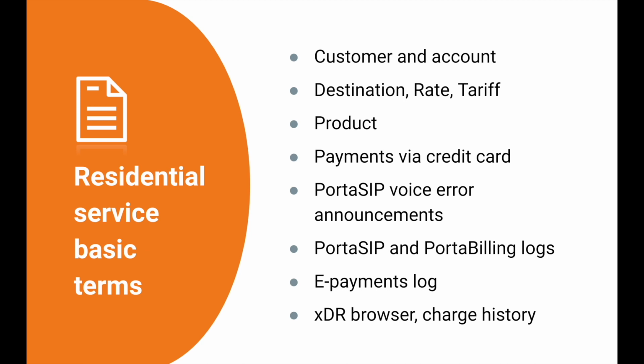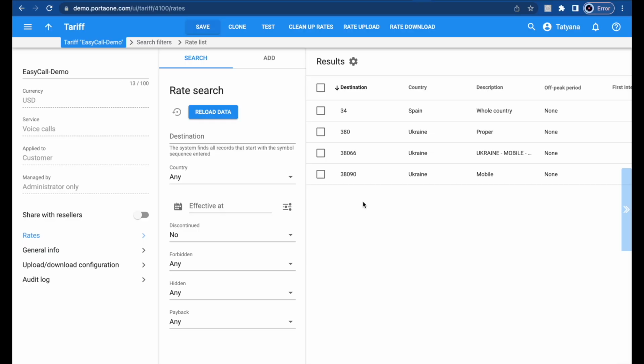A rate is the price the customer is charged to call a specific destination. Rates are added to tariffs, and tariff is a price list for all destinations that a customer can call. Also, in the scope of our practical task, we created a tariff called Easy Call Demo and added a number of rates to it. When we made an attempt to call a US number, the call wasn't authorized because there is no rate to the US in our tariff.